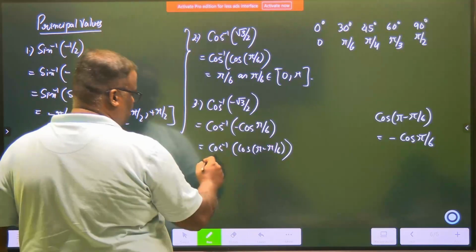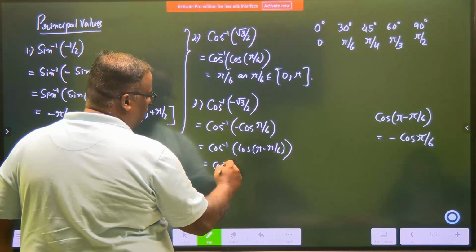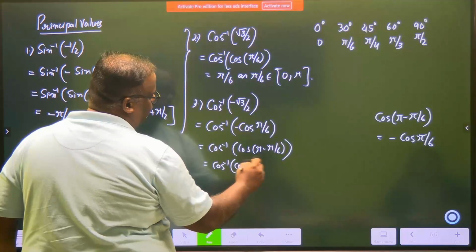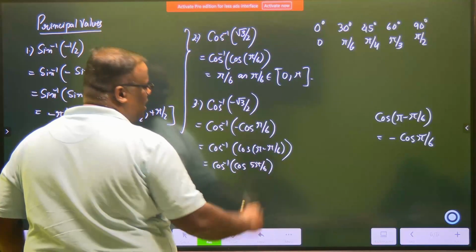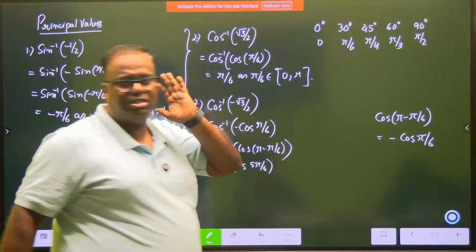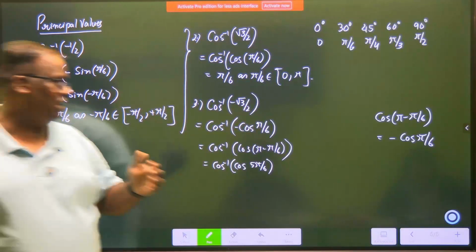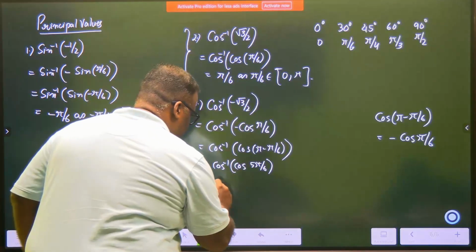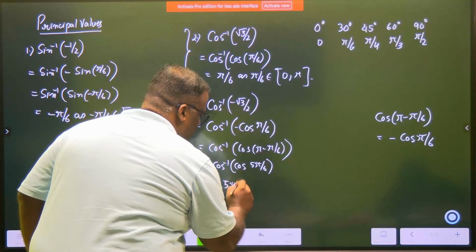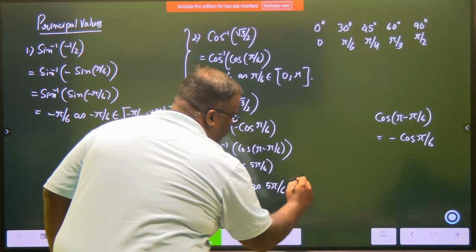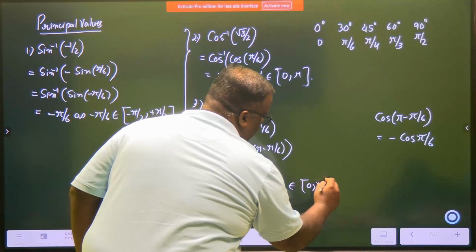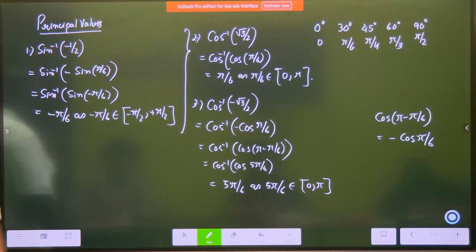Now solve this. It becomes cos inverse cos of how much? 6 pi minus pi? 5 pi by 6. Children, 5 pi by 6 is always less than pi. So I can write this as 5 pi by 6, as 5 pi by 6 belongs to 0 to pi. Is it getting a little bit easy now?